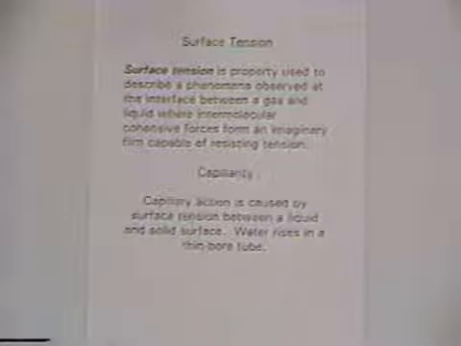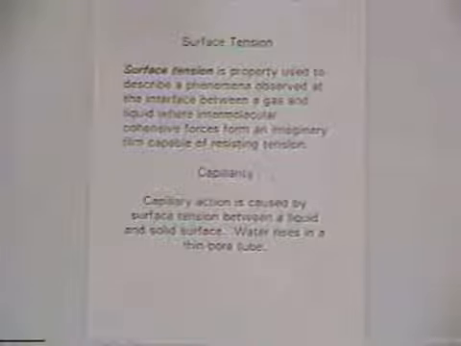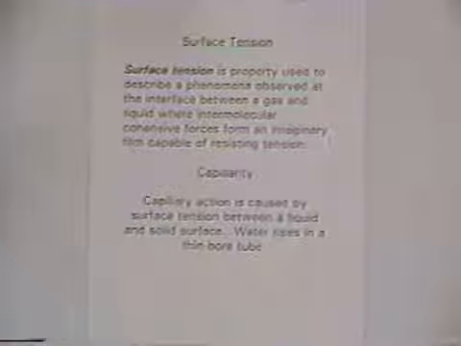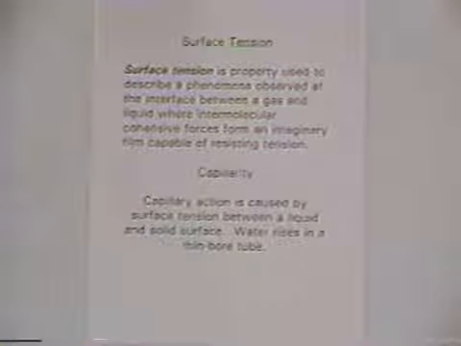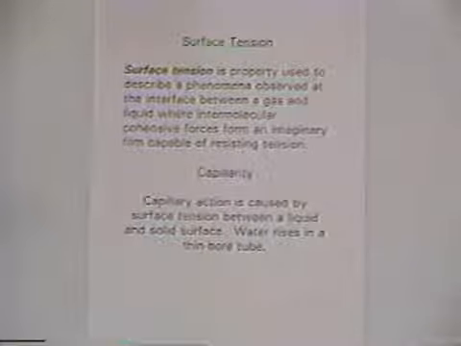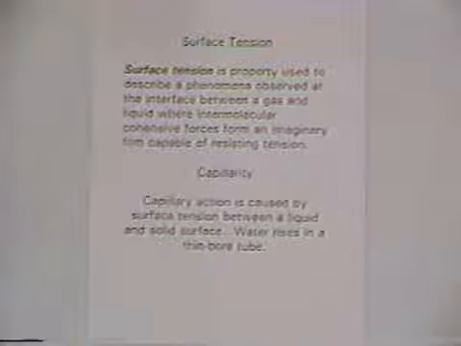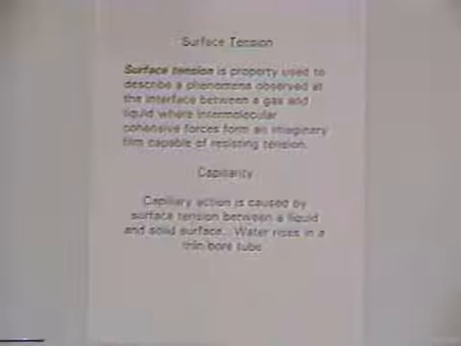Now, there's a phenomenon that occurs which we call surface tension at the interface between a gas and a liquid. Intermolecular cohesive forces are such that there's an imaginary film formed, and you can do things with a liquid at the surface. You can float a pen, or maybe an insect can float. Some object that has a density greater than the liquid can actually float in the liquid due to surface tension.